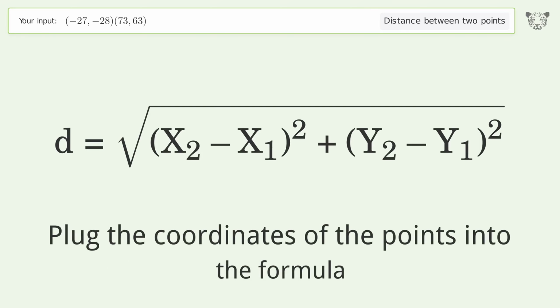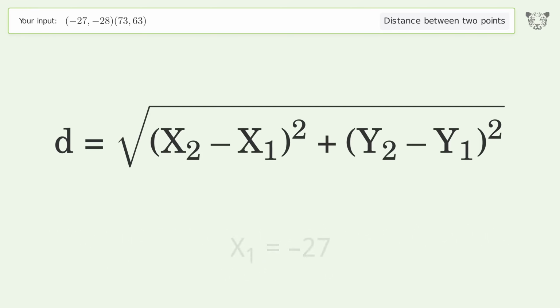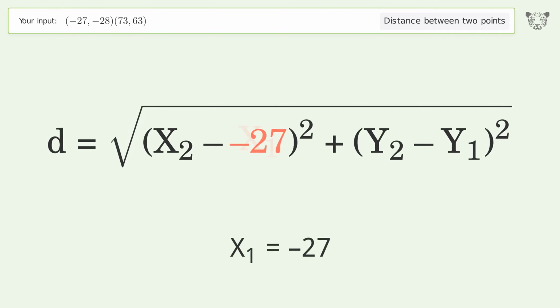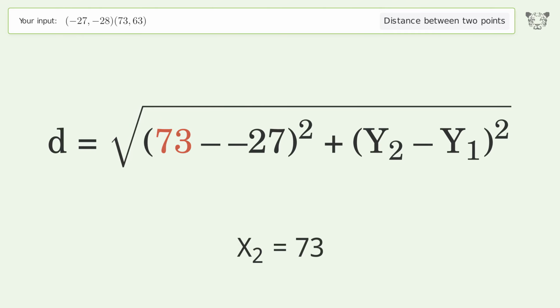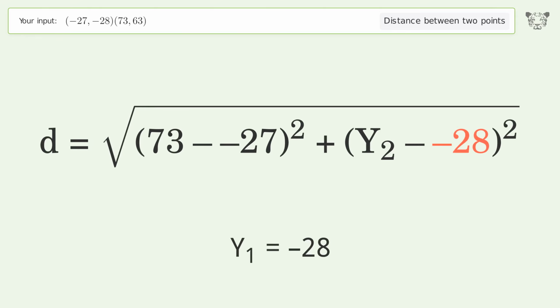Plug the coordinates of the points into the formula. x1 equals -27. x2 equals 73. y1 equals -28. y2 equals 63.